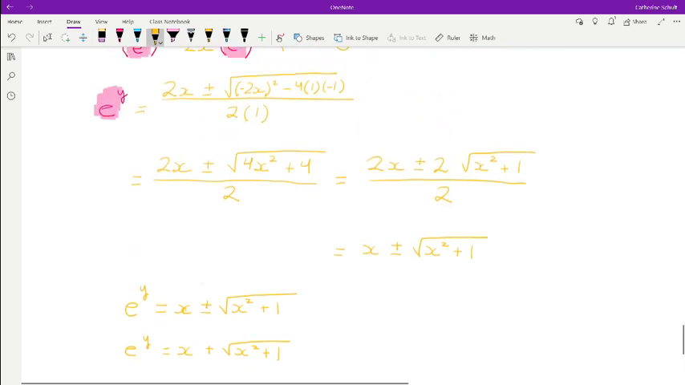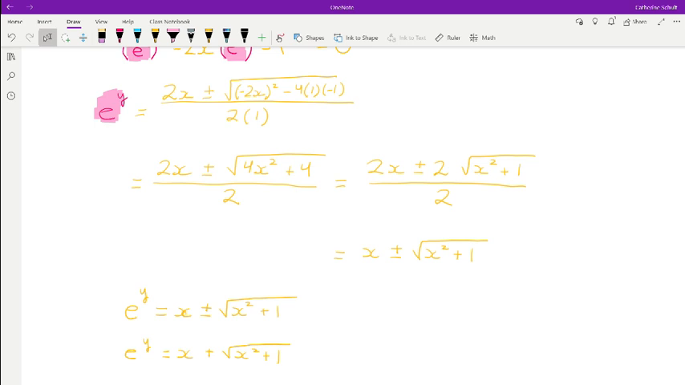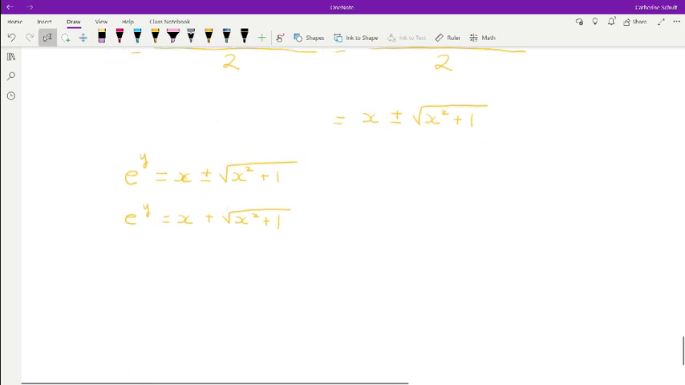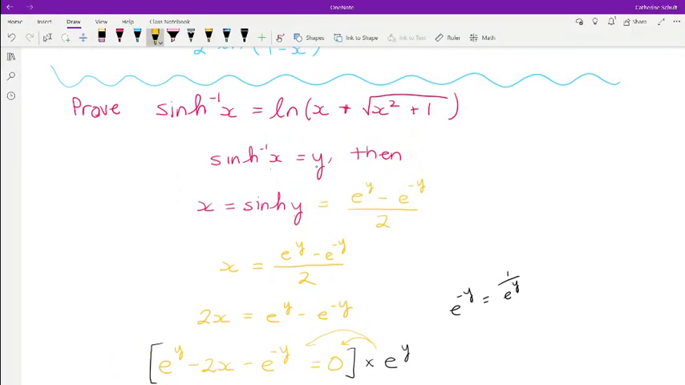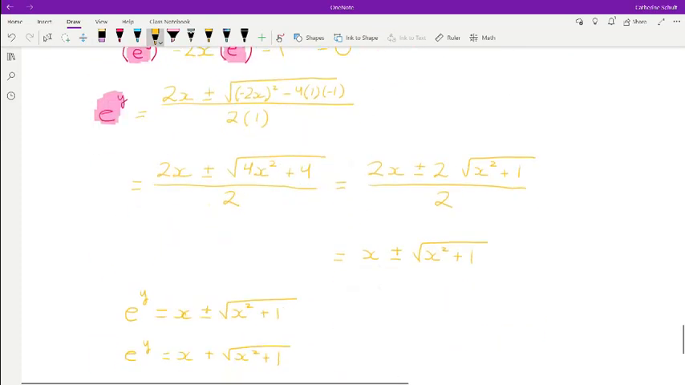And eventually, we want to get a formula for y. We want to get a formula for y. And why do we want to solve for y? Because y is equal to the inverse hyperbolic sine. So we're almost there.